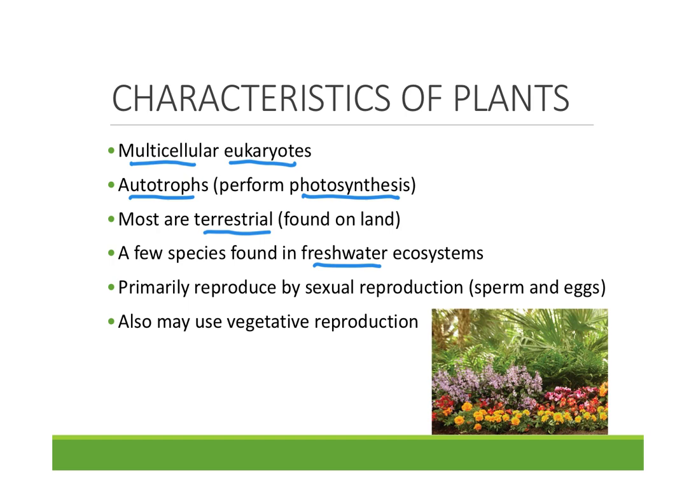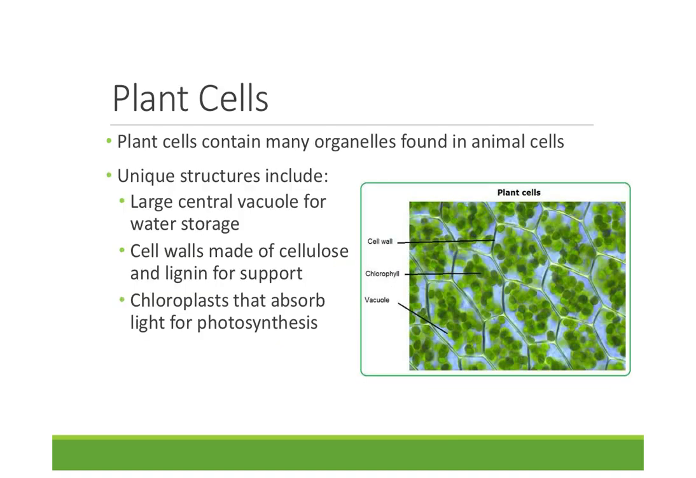Plants primarily reproduce by sexual reproduction using sperm and eggs, although they don't look anything like human sperm and eggs. But plants also have a number of ways to reproduce using something called vegetative reproduction, where part of the plant can go on to make new plants.